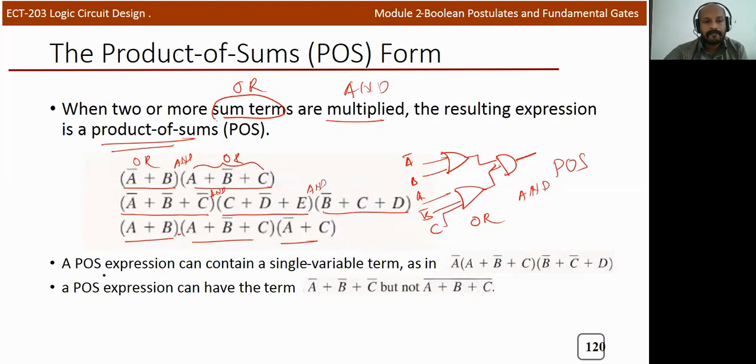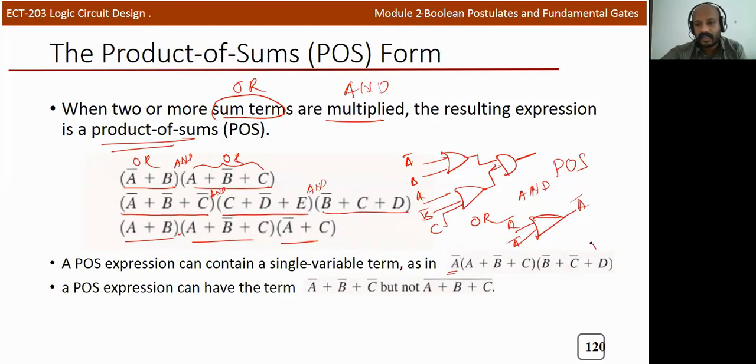And the POS expression can contain a single variable term like A bar, or A itself. So there is no restriction for a single variable. By using A bar or A, we can include it. There is no compulsion. That means if you take A, and OR operation, the output will be A. Or similarly, if you take A bar, the output will be A bar. So by using a single variable, I can expand it in an OR operation.